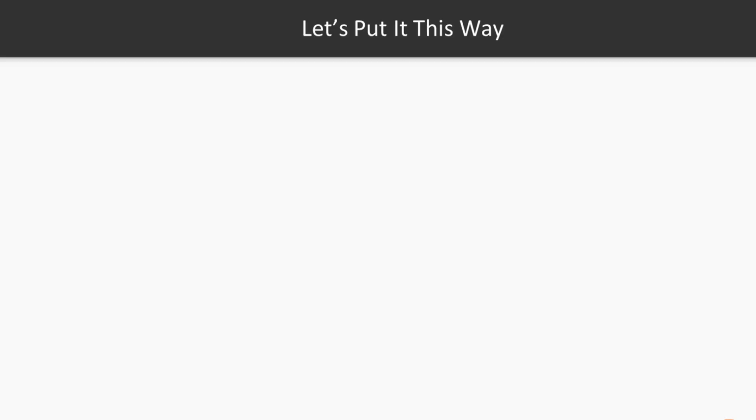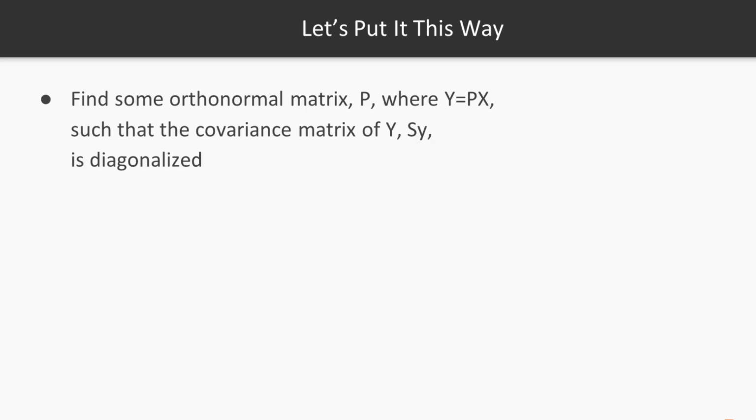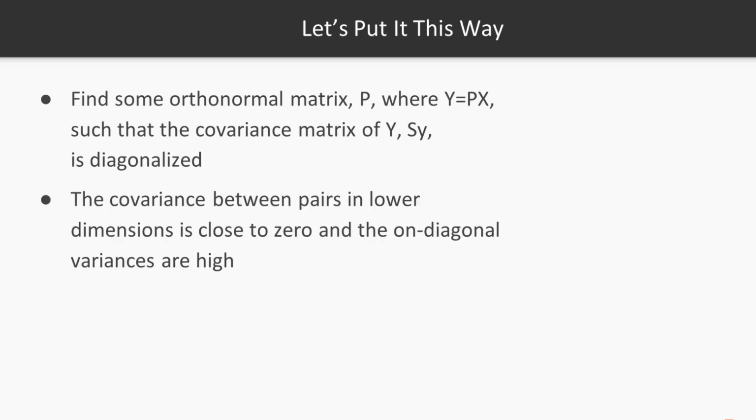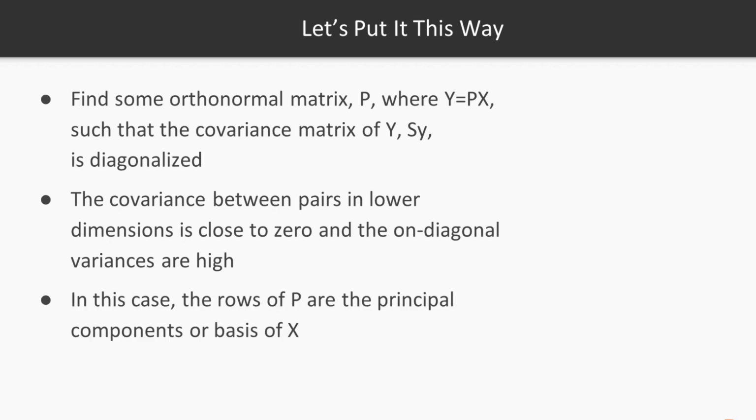So let's put it this way. In PCA, we need to find some orthonormal matrix P where Y is equal to PX, such that the covariance matrix of Y, called S_Y, is diagonalized. When S_Y is diagonalized, it means that the off-diagonal values, which show the covariance between pairs in lower dimensions, are close to zero, and the on-diagonal values are high, which shows that we are ignoring the noise in the data. In this case, the rows of the matrix P are the principal components or the new basis for representing X.